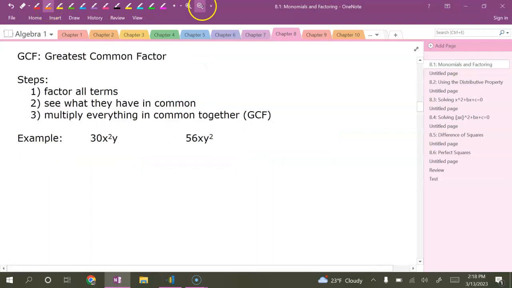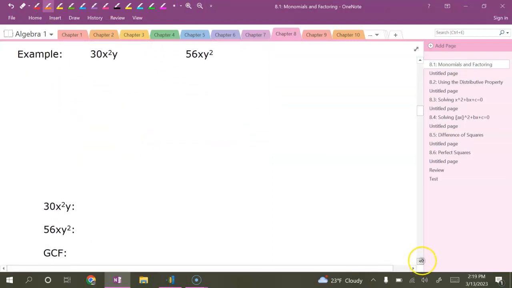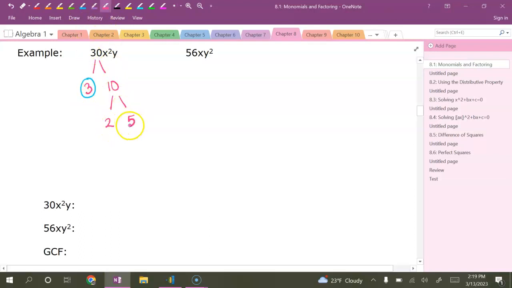So, for example, down here on this one, we've got these 2 terms, 30x squared y, and we've got 56xy squared. So I start with the 30, and I do my factor tree. So I'm going to break this down to 3 times 10. Now 3 is prime. 10 needs to get broken down a little bit more to 2 times 5. So then down here, I write this out as 2 times 3 times 5, and then for my letters, I need 2 X's and I need a Y.